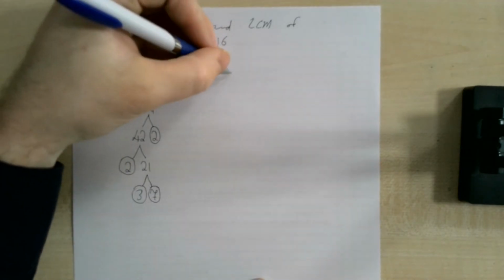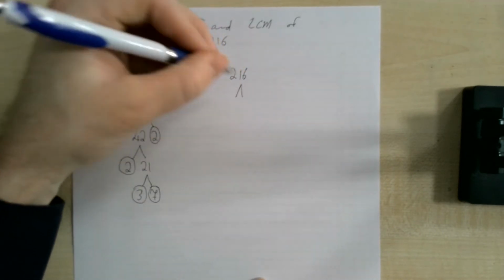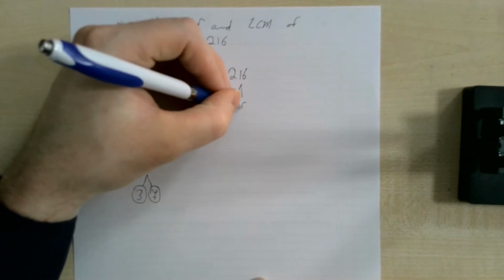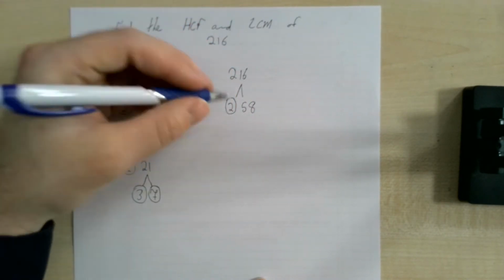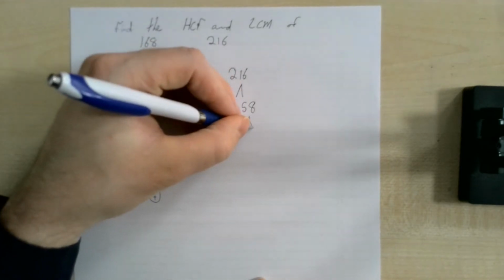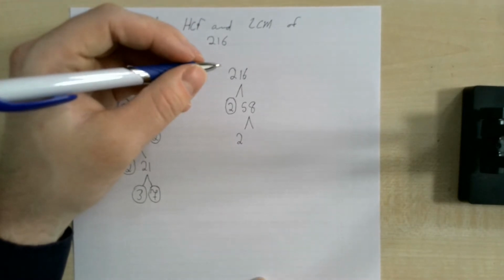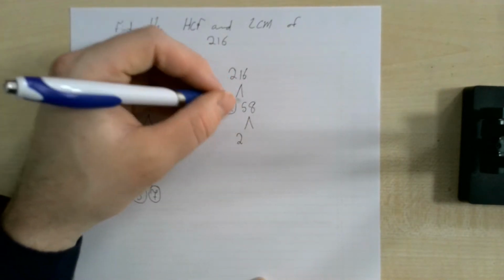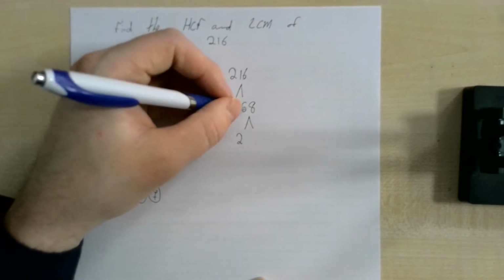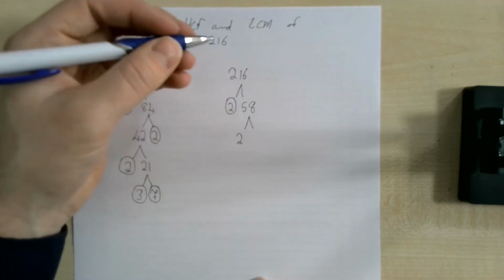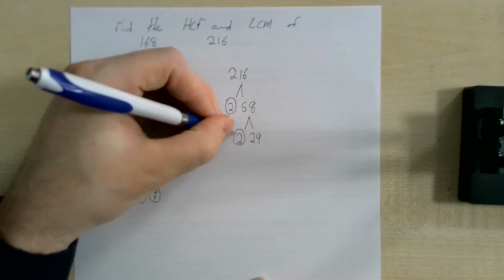Doing exactly the same with 216. That can be divided by 2 and 58. Circle the prime number. 58 can be divided by 2 and... apologies, 2 and 29. Circle the prime number.